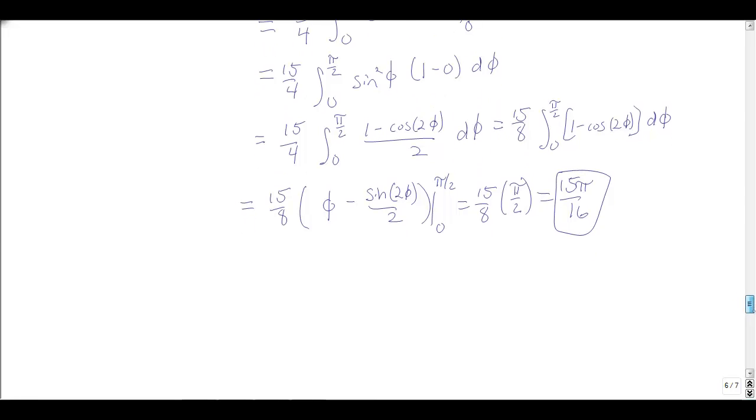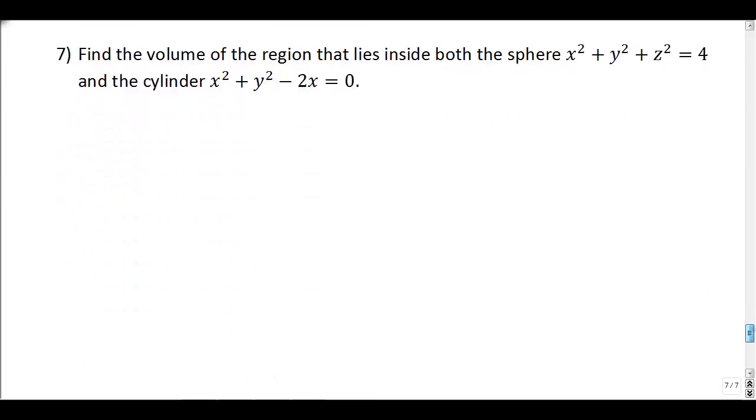One more. Last one here. So we want to find the volume of the region that lies inside both the sphere x squared plus y squared plus z squared equals 4 and the cylinder x squared plus y squared minus 2x equals 0. So what we've got is a sphere of radius 2 centered at the origin.